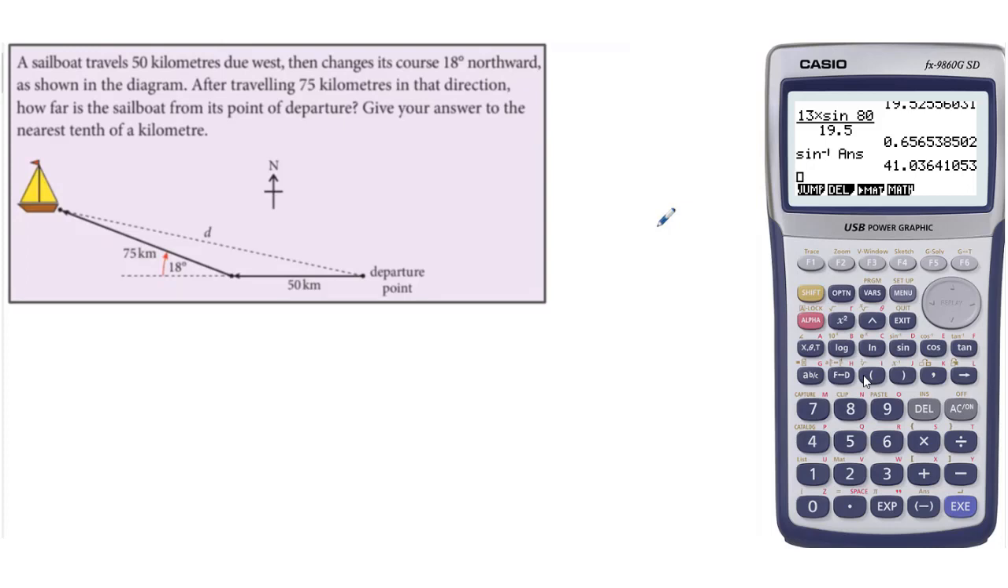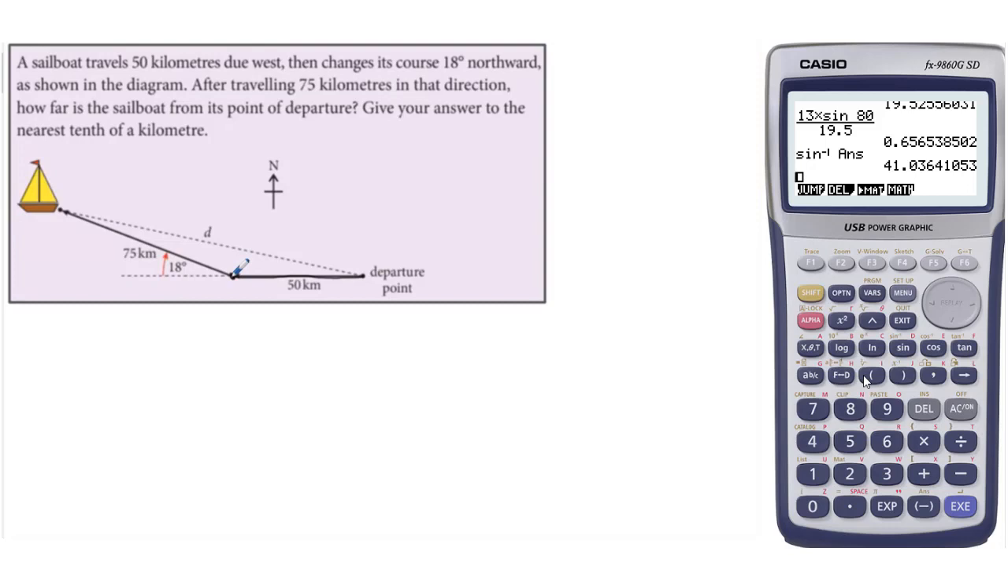But when it's talking about changing course and angles, I always automatically think bearings. If you see the diagram, it just means it's shifted 18 degrees towards north, and it's happened at this point here. So it was traveling along here like this, and then it's turned through 18 degrees. After traveling 75 kilometers in that direction, you can see where it ended up. Nice drawing of a sailboat.